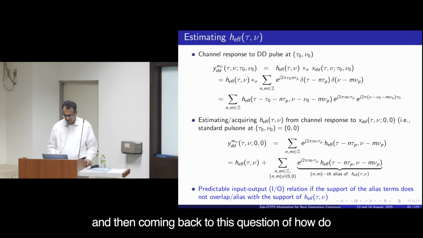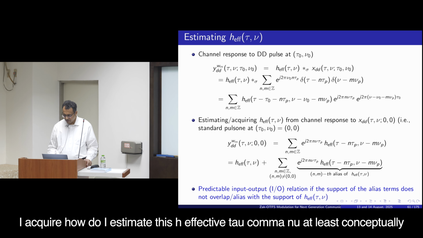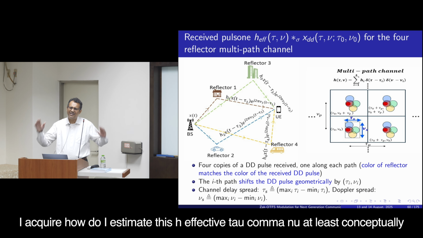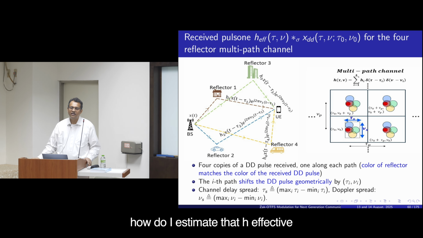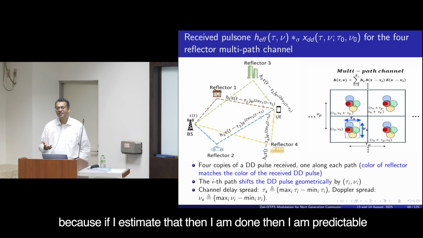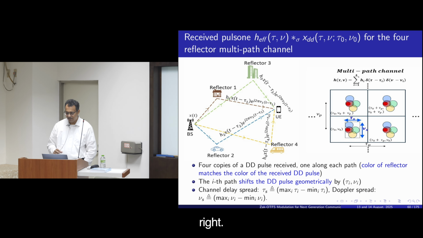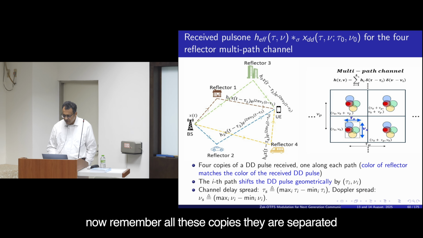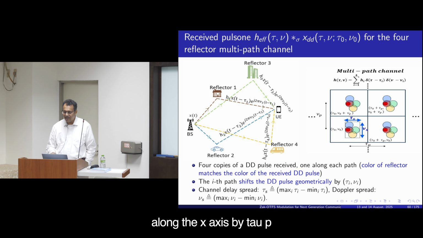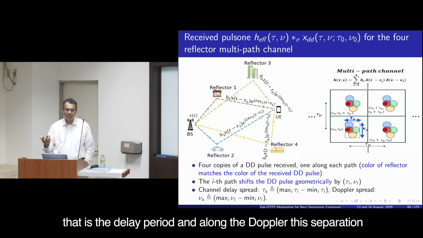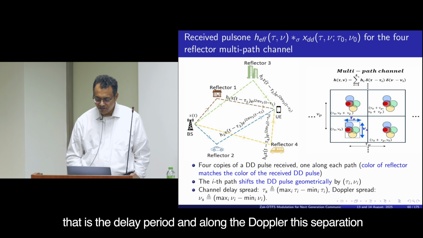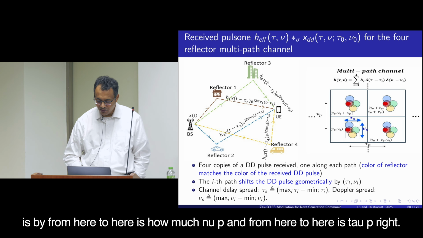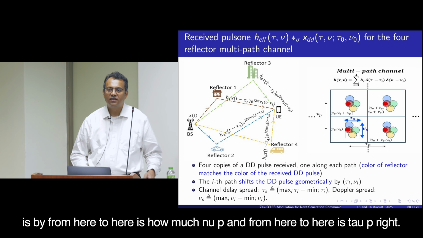And then coming back to this question of how do I estimate this h effective tau comma nu, at least conceptually. How do I estimate that h effective? Because if I estimate that, then I am done, then I am predictable, right? Now remember, all these copies are separated along the x axis by tau p, that is the delay period, and along the Doppler the separation from here to here is nu p, and from here to here is tau p, right?